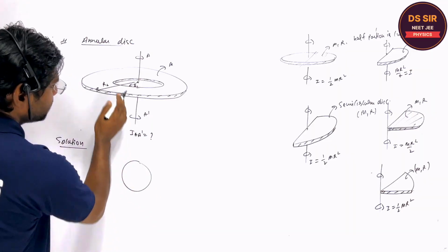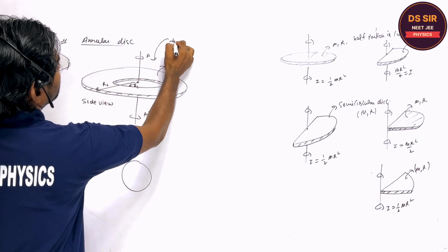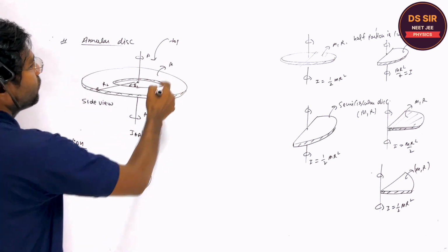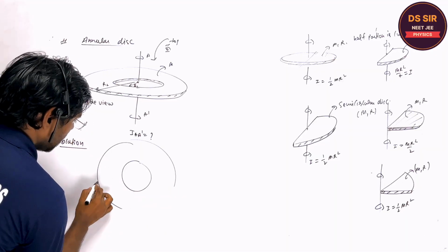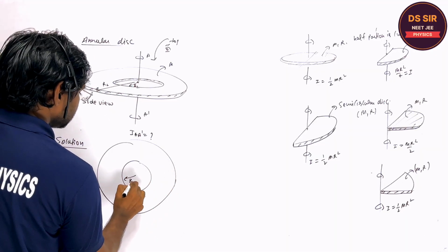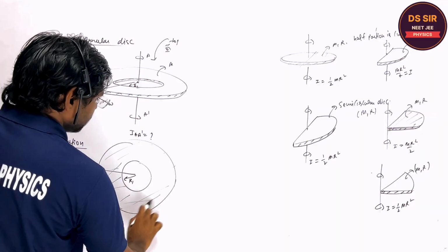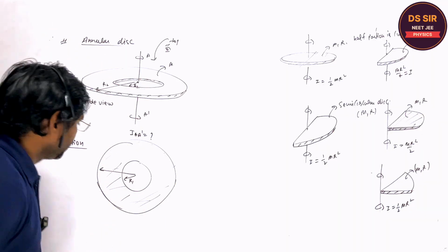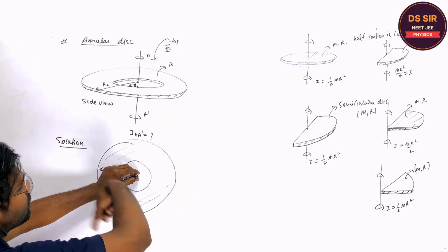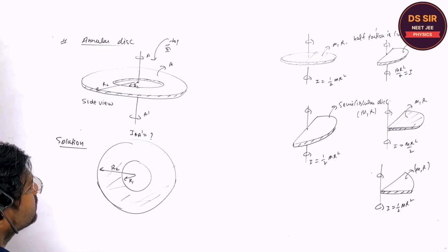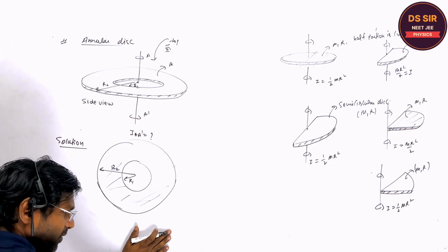Listen one thing. This is the side view. I'm making the top view, when you are looking from the top. So you will see this type of system. This is the radius r1 and this is the radius r2. The material is over here. So you have to find the moment of inertia of the disk about this axis of rotation. The mass is distributed over the area.